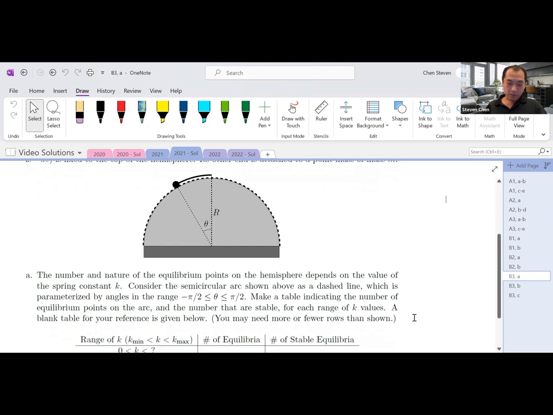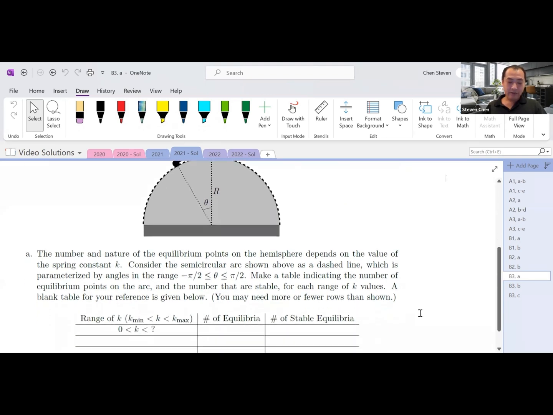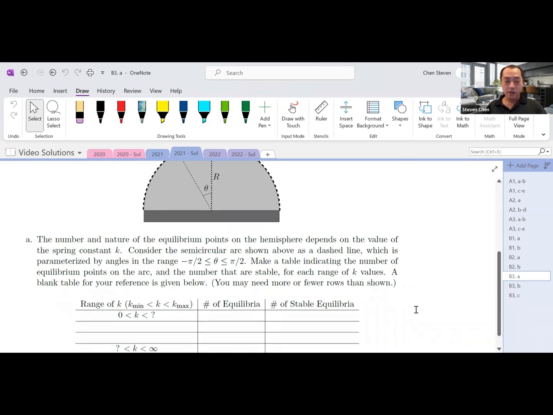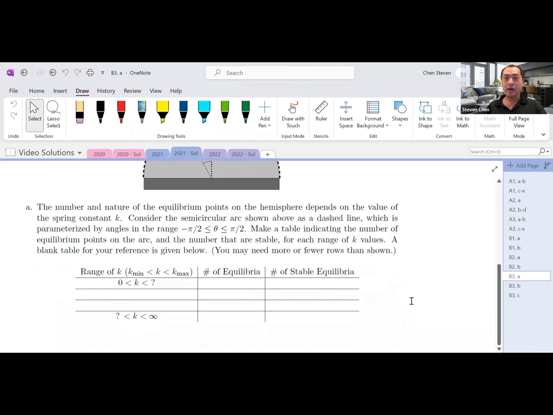So the problem says that depending on the value of the spring constant K, there are different numbers of equilibria, and they are of different types in terms of whether they are stable or not. So it asks us to fully characterize all scenarios. So for what ranges of K, that corresponds to how many equilibria, and whether some equilibrium is stable or some is unstable. So it asks us to fill out this form.